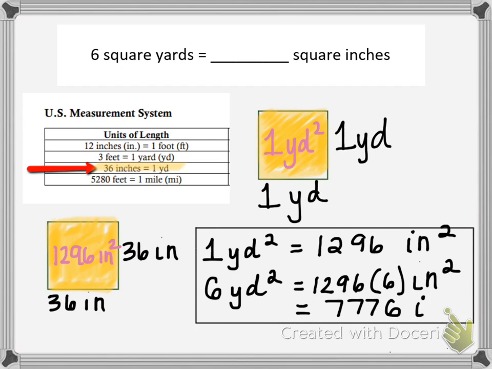And when I do that multiplication, I get 7,776 inches squared, or square inches. So to complete my problem, I now know that 6 square yards is equal to 7,776 square inches.